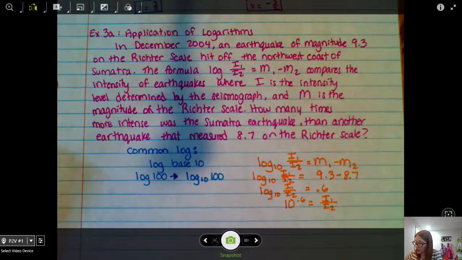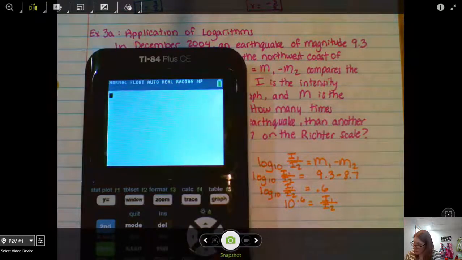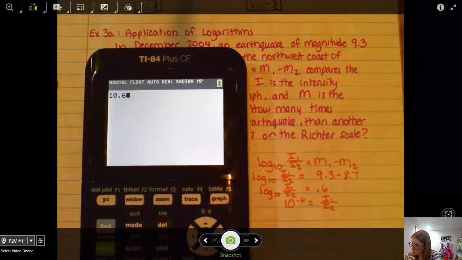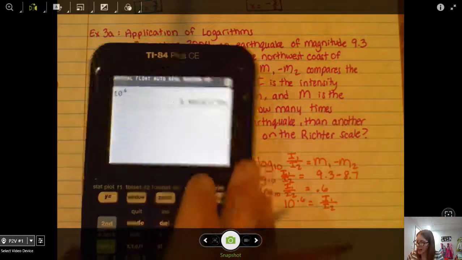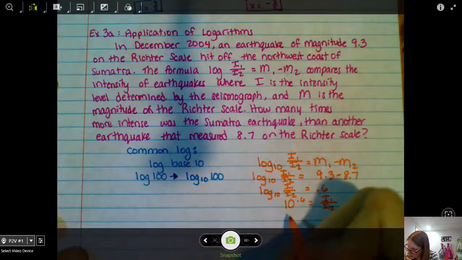Now at this point, let's just type in 10 to the 0.6 into our calculators, and that'll tell us our answer. Okay. 10 to the 0.6 power. So that's 3.98 if we round.